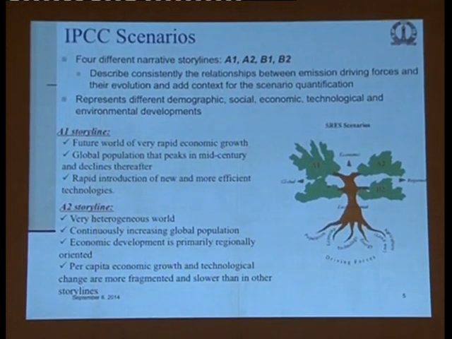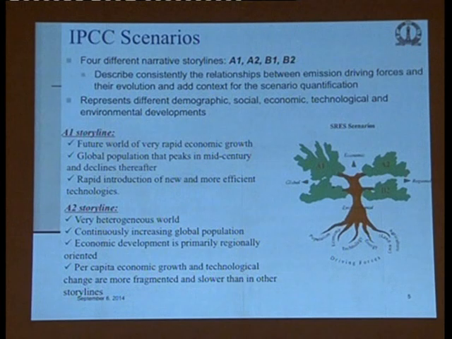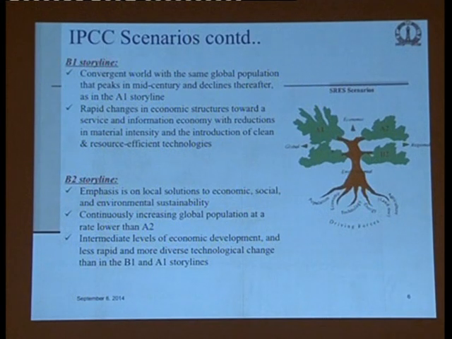If you look at the A1 storyline, it refers to a future world of very rapid economic growth, global population that peaks in mid-century and then declines thereafter, and rapid introduction of new and more efficient technologies. Then the A2 storyline talks about a very heterogeneous world, continuously increasing global population even after mid-century, and economic development that is primarily regionally oriented. The B1 storyline is a convergent world, with more or less the same population growth as in A1, but rapid changes in economic structure towards a service and information economy, which tries to balance to some extent. And then the B2 storyline, again, emphasizes local solutions to economic, social and environmental sustainability.